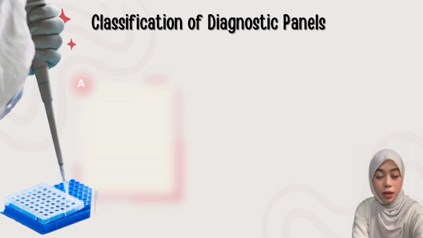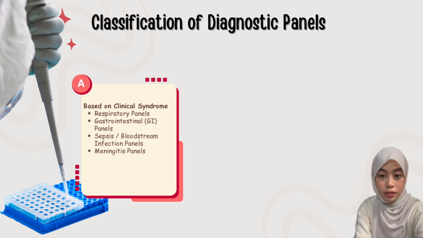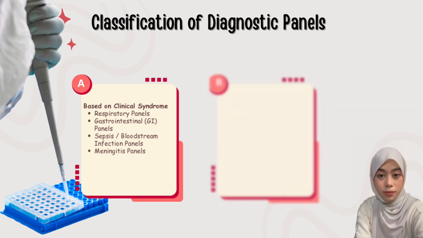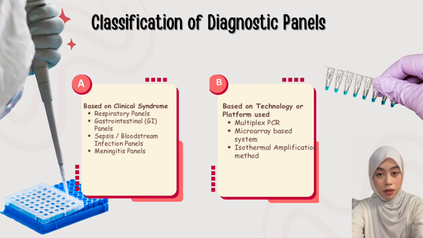We can classify diagnostic panels in two main ways. First, by clinical syndromes, which include respiratory panels, gastrointestinal panels, sepsis or bloodstream infection panels, and meningitis panels. Second, we can classify them by technology or platform used. For example, multiplex PCR, microarray-based systems, and lastly, isothermal amplification methods.